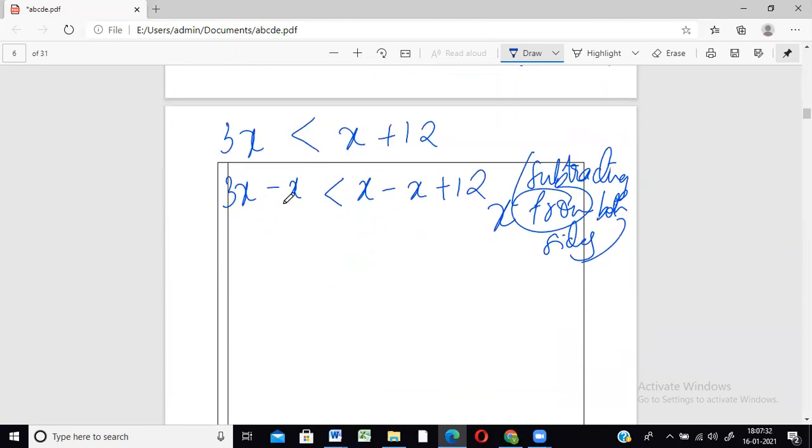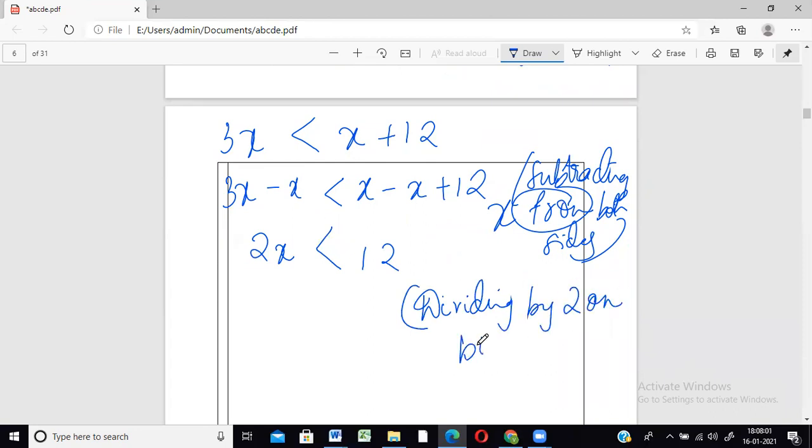Okay? So this will be 3x minus x is nothing but 2x less than, now this x minus x is equal to nothing. So this has become 12. Okay. Now it is 2x less than 12. If by any chance this was 2x equal to 12, what would we do? We have that 2 thing, no? So this is 2 and this is the multiple of 2. So we can always divide by 2 on both the sides. So now we're dividing by 2 on both sides. What do we have? This will be x and this will be less than 6.